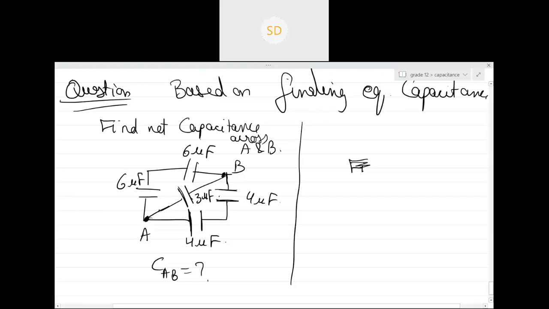Anyways, so how will you find out the net capacitance? Can you see over here these two capacitors, guys? How are they connected? Series. What about this 6 microfarad and this 6 microfarad? Series. So 6 over 4 in series, and this is in parallel with all three of them, right? This combination will be across AB, this will be across AB, and this will be across AB.